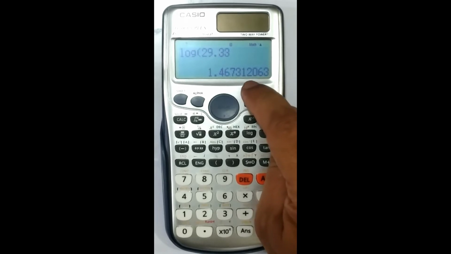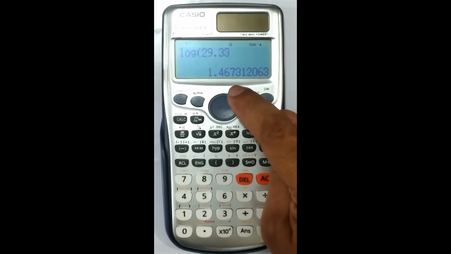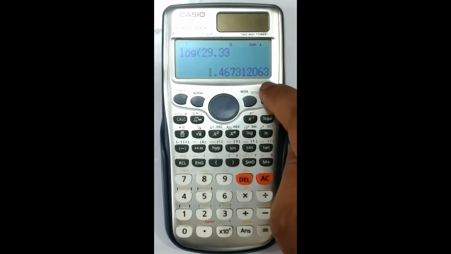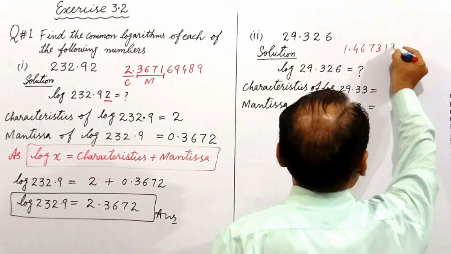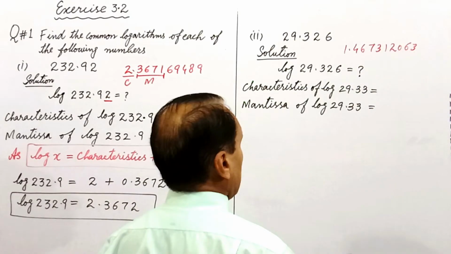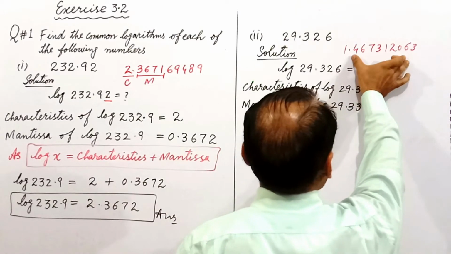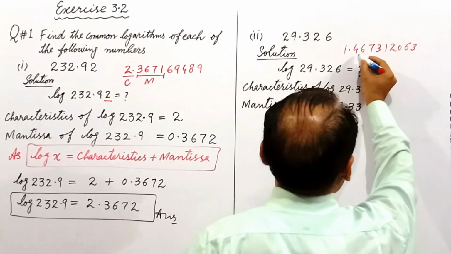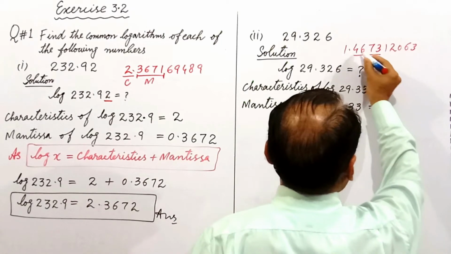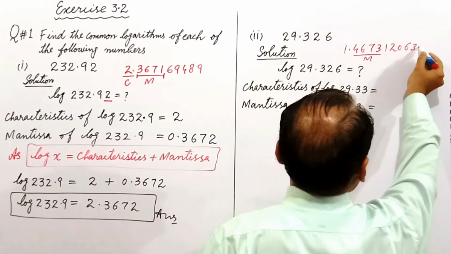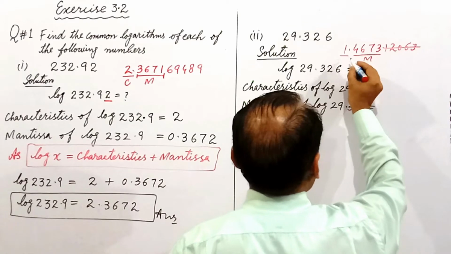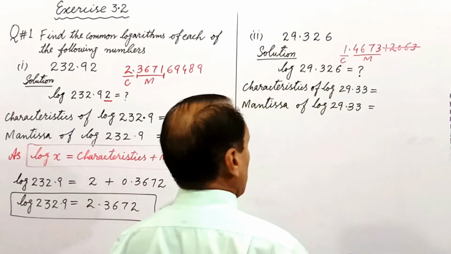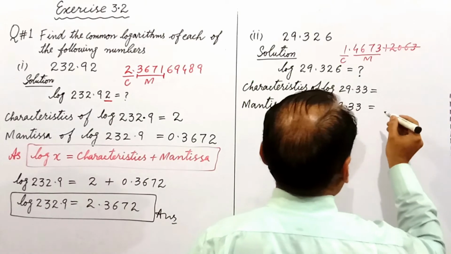1.46731263. As our calculators have a 10-digit display, we have 10 digits, 1.46731263. The calculator shows 10 digits in the display, and we have to restrict the mantissa up to 4 decimal places, and that is 0.4673. By rounding, all the remaining values are cancelled and we are left with mantissa 0.4673, and the integer part is the characteristic. So quickly we find the characteristic and mantissa by using a scientific calculator.